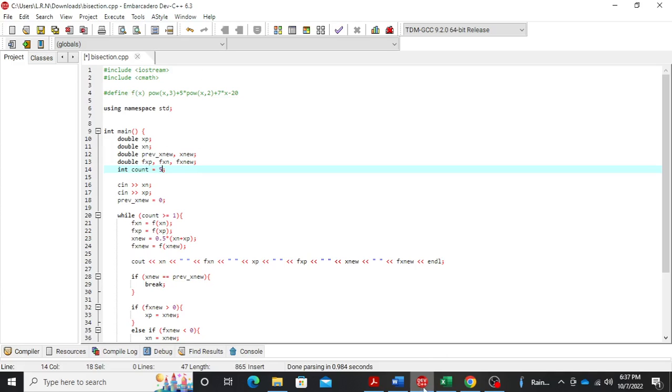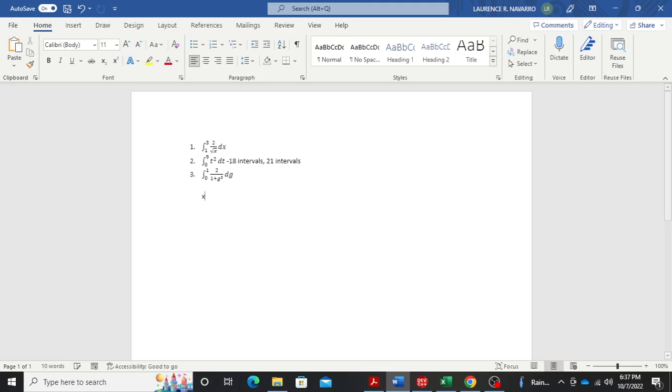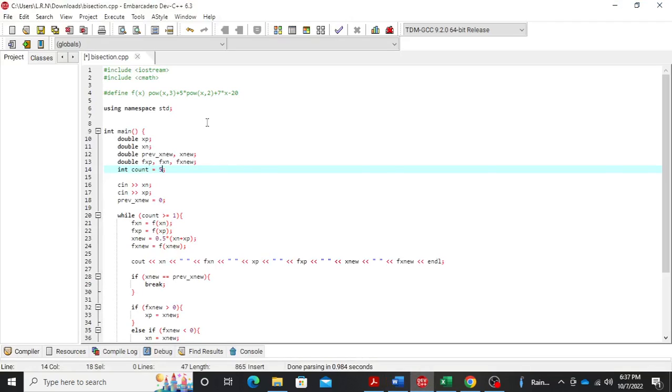It's the same thing as x cubed plus 5x squared plus 7x minus 20. So it's the way of C++ to express polynomials, so this one here is equivalent to x cubed, then this one here is 5x squared, then 7x, then 20. Here we have double xp, double xn, double previous x new and x new, double fxp, fxn, and fx new. Meaning their values can be decimal, with decimal points or floating numbers. I mean, they can have decimal places.